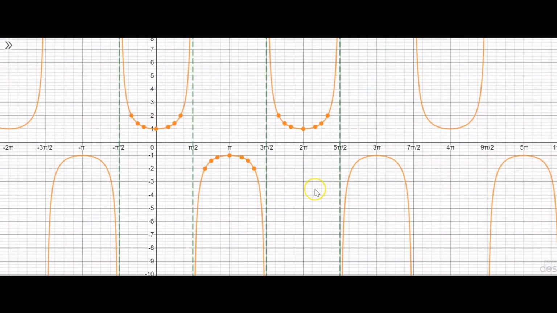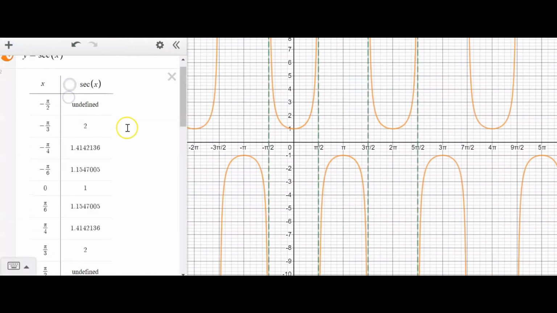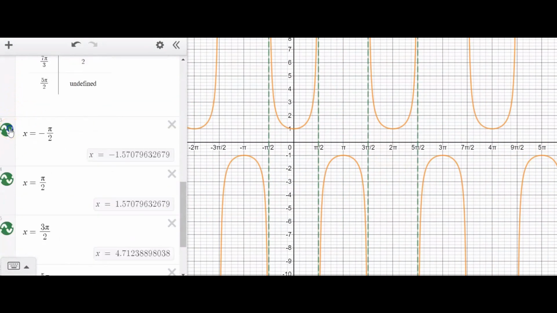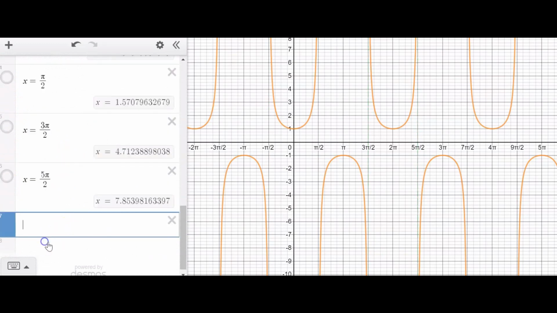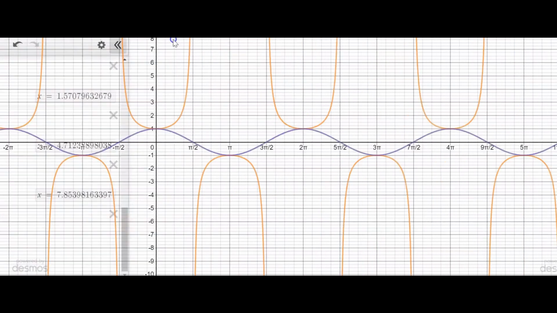Now, I do want to show you something really interesting. I'm going to remove the dots, and I'm also going to remove the vertical asymptotes. And I'm going to put in cosine and show you something really neat. I'm going to put in y is equal to cosine of x, and check this out.